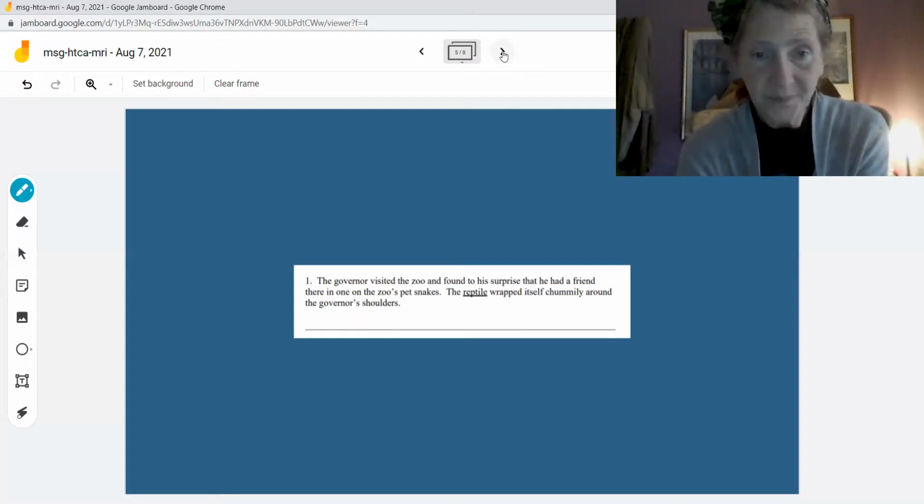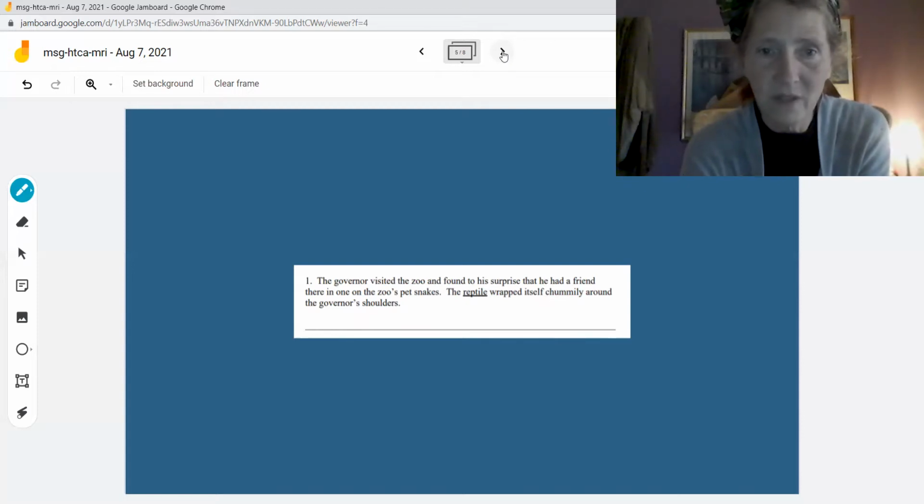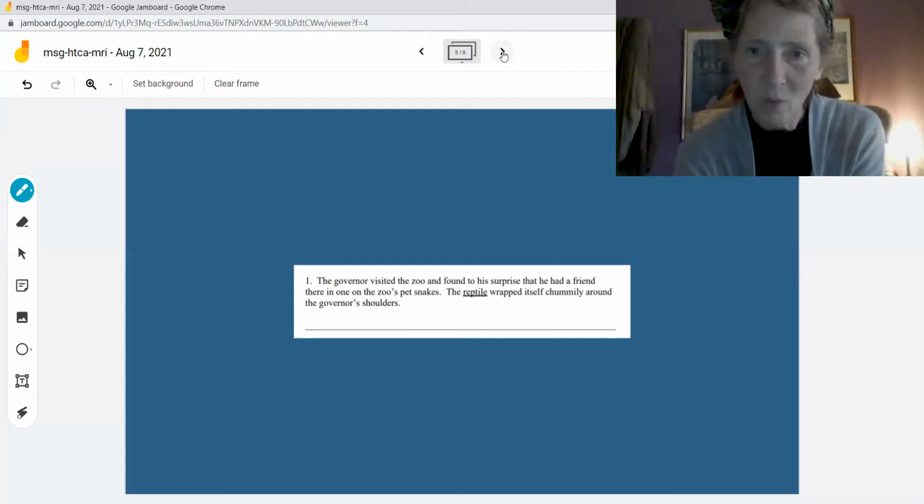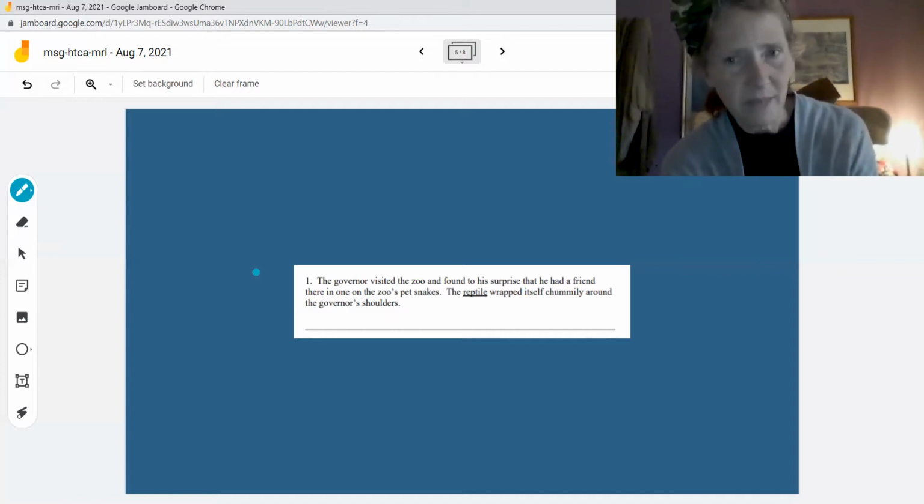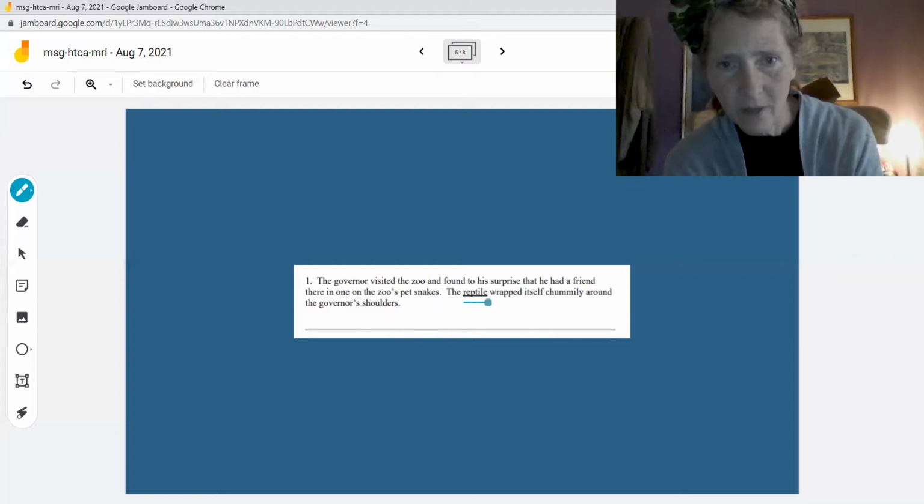It says, the governor visited the zoo and found to his surprise that he had a friend there in one of the zoo's pet snakes. The reptile wrapped itself chummily around the governor's shoulders. All right, I don't think I'd like that too much. Reptile is our word in question. So if we don't know what reptile means, we can look at what they have described for us.